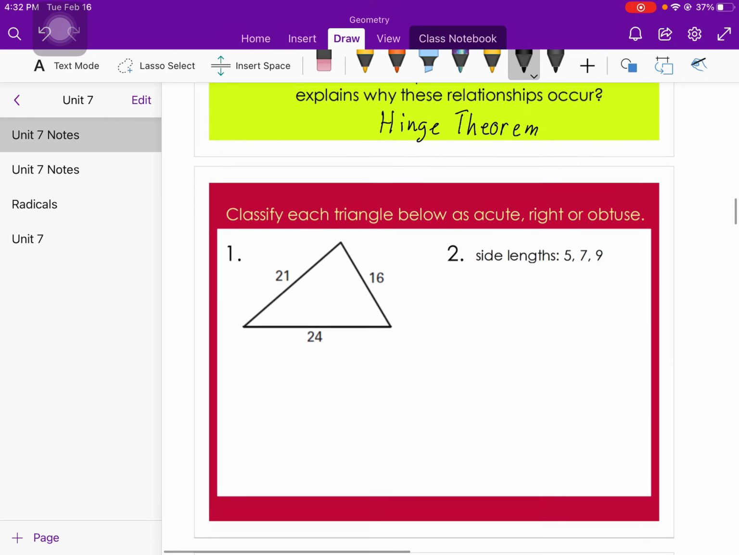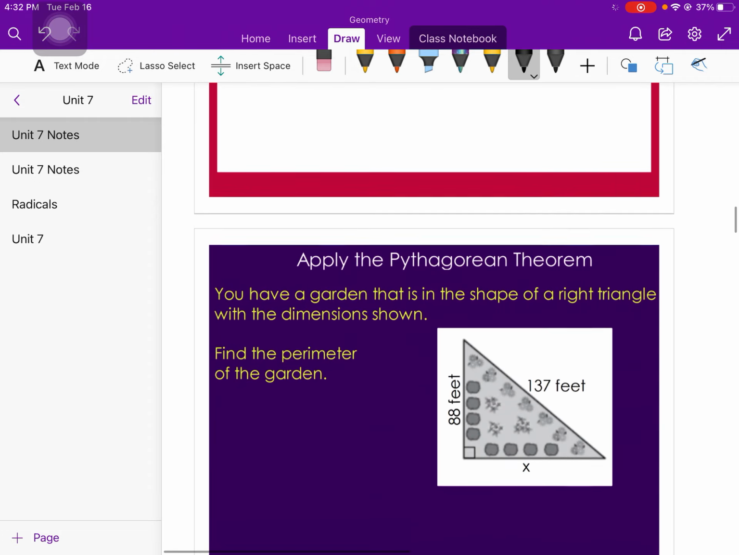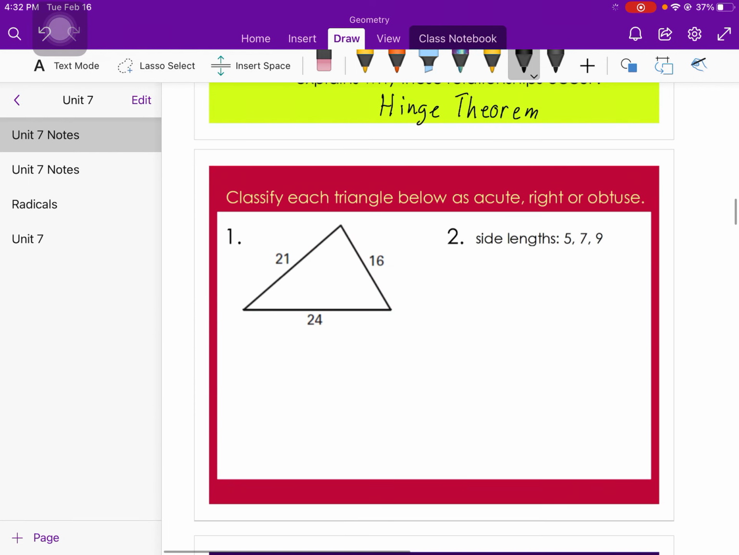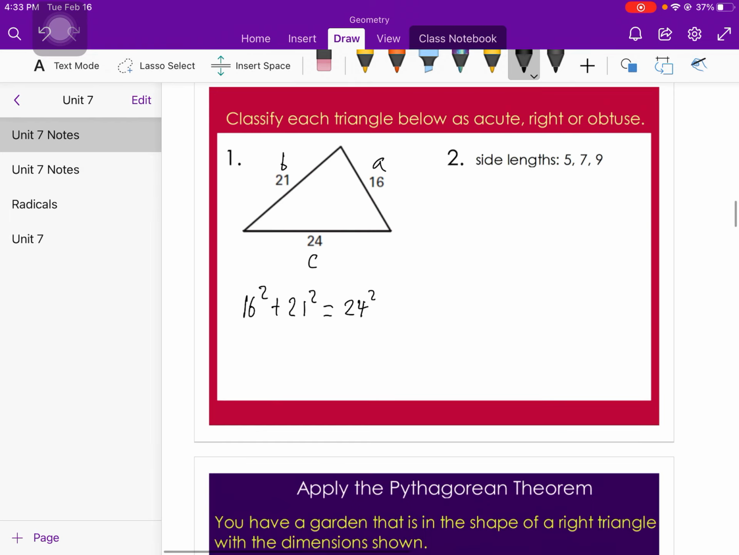Okay, so now what we're going to do is classify each triangle below as either acute, right, or obtuse. All right, so this first one, we have 21, 16, 24. We don't know if it's going to be a right triangle or not. How I would suggest labeling these is just go from smallest to largest, A, B, C. So it's going to be 16 squared plus 21 squared. And you can just write equals because we don't know if it's going to equal. We're just going to start with that because that's what we're used to. We can always change our sign afterwards.